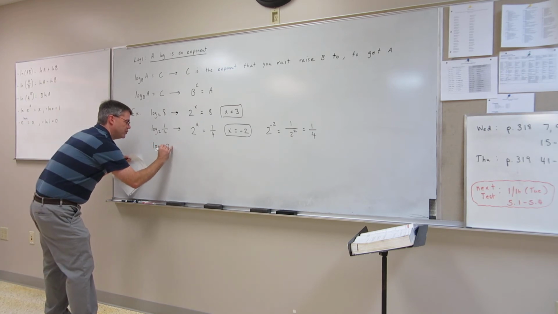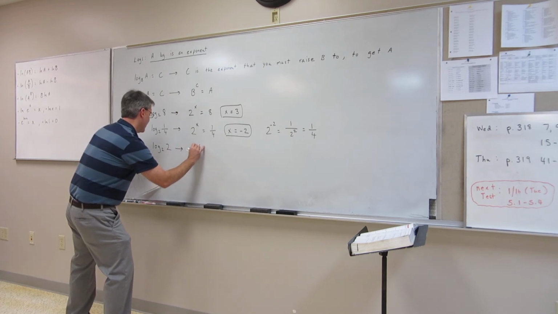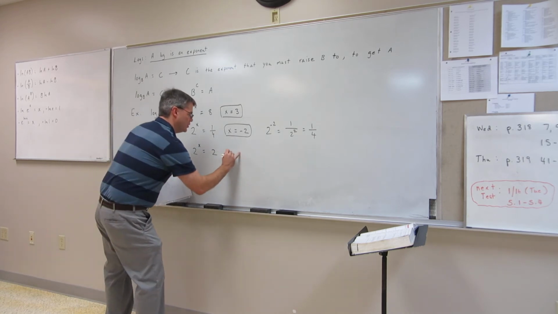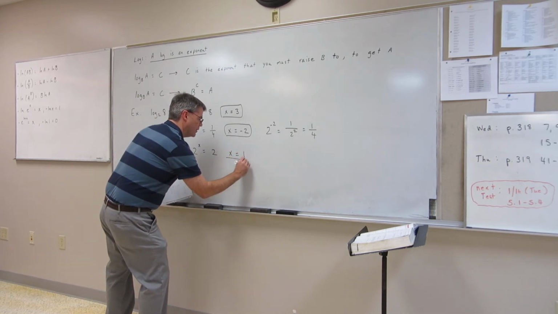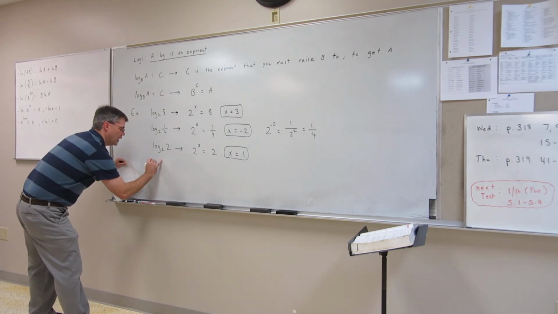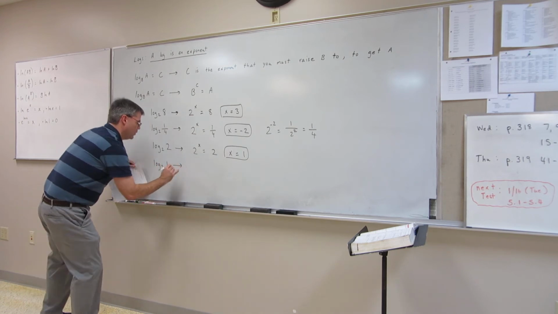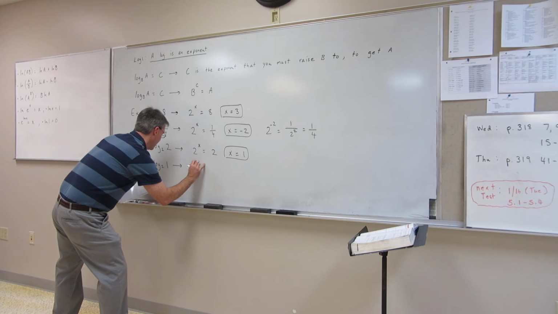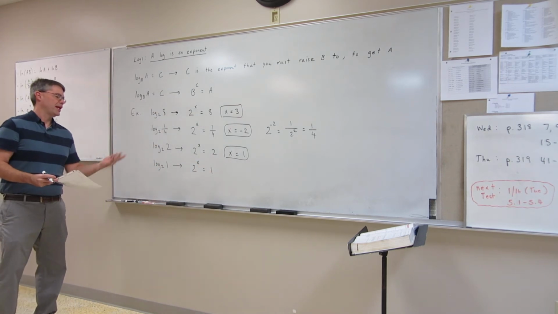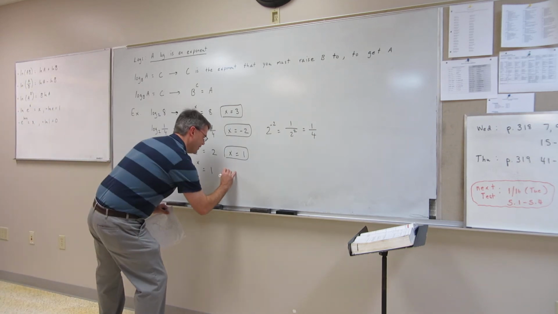I know we haven't done those in a while. Log base 2 of 2, we could rewrite that as 2 to the x is equal to 2. So x would just be 1. And log base 2 of 1, we could write that as 2 to the x is equal to 1. And what exponent always gives you 1? 0.